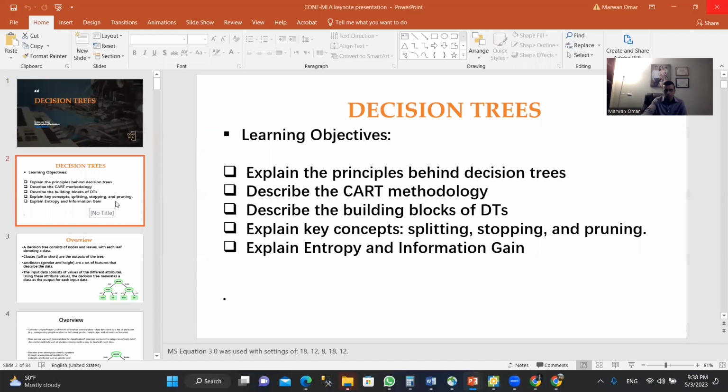So here are our objectives or agenda: explaining the principles behind decision trees, describing the CART methodology, describing the building blocks of decision trees, and the key concepts such as splitting, stopping, and pruning, and then entropy and information gain.